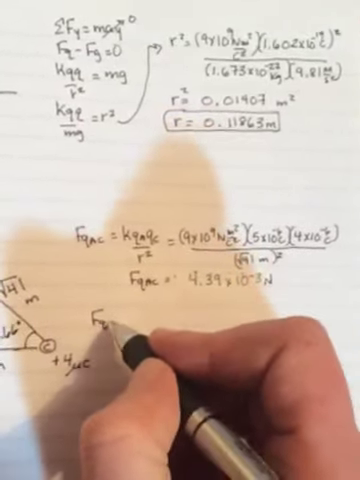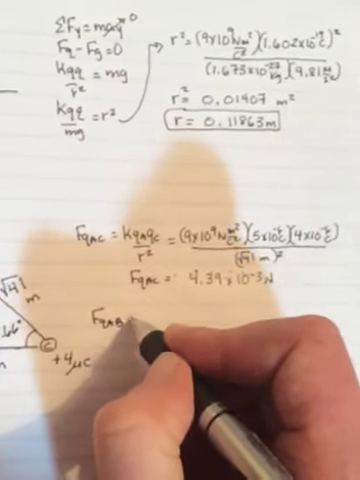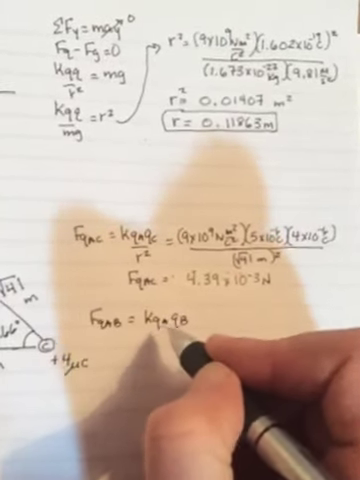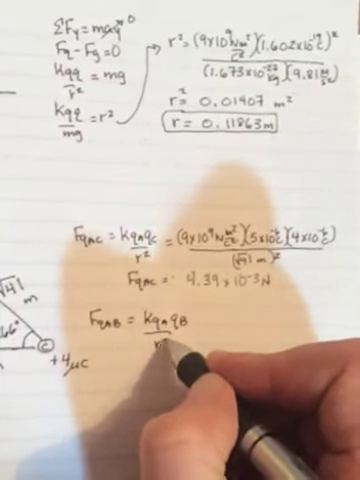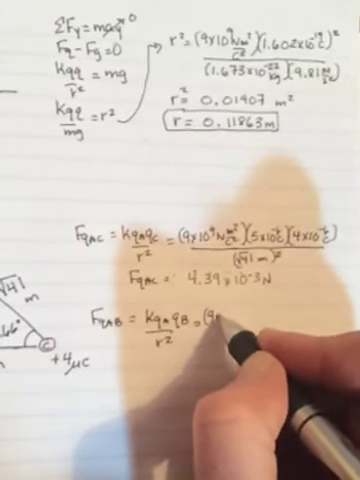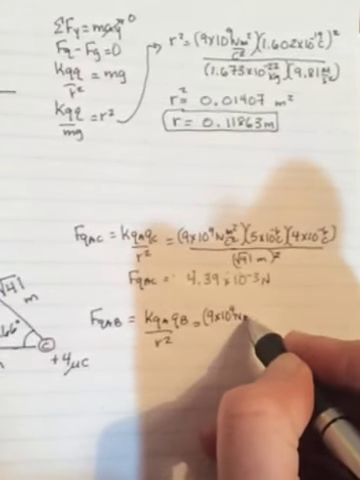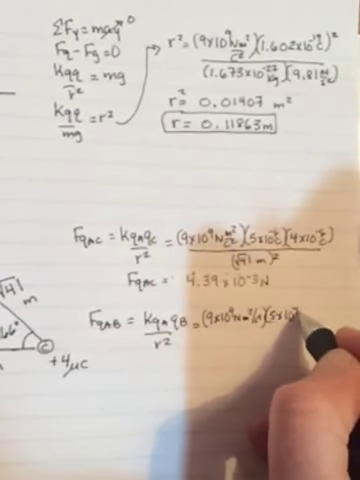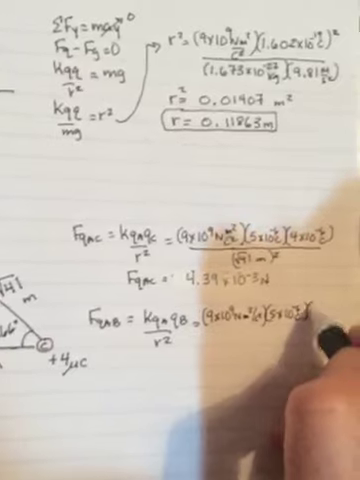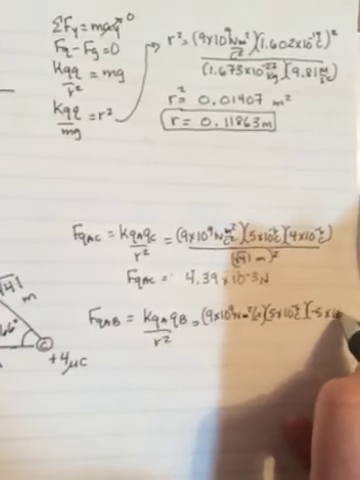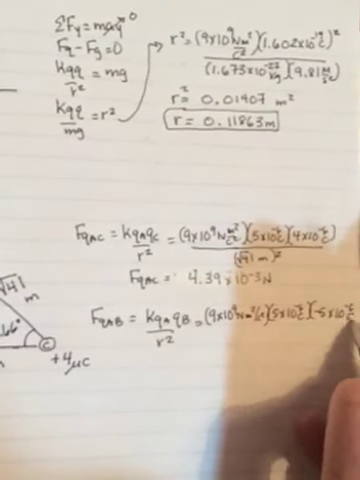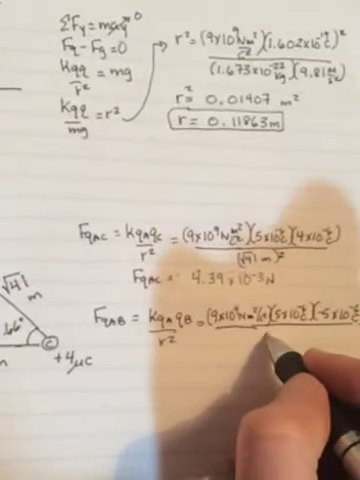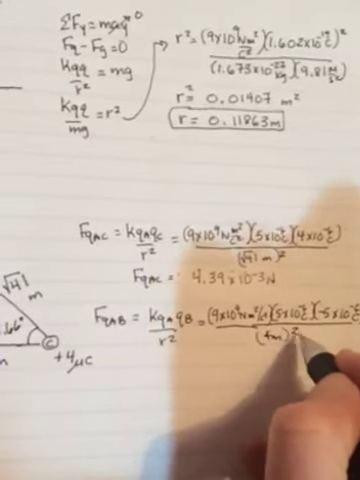Let's do AB next. I don't know why I started with AC. Let's do FQAB, which was what I was thinking I was doing when I was writing the answer down. So it'll be KQAQB over r squared. So it'll be 9 times 10 to the 9th newton meter squared per coulomb squared, 5 times 10 to the negative 6 coulombs. And this time B is minus 5 times 10 to the negative 6 coulombs. And the distance between A and B is 4 meters, squared.